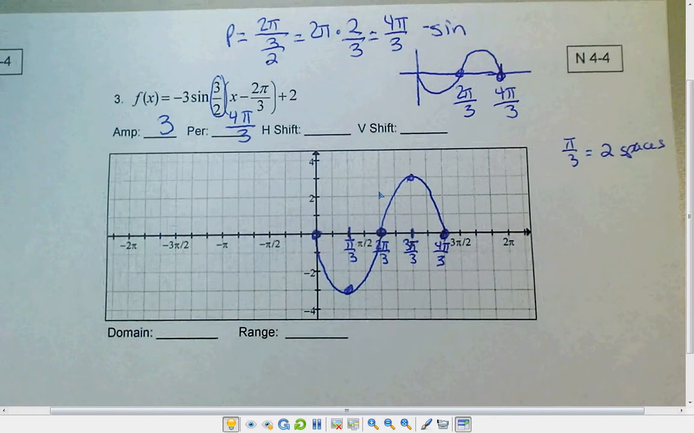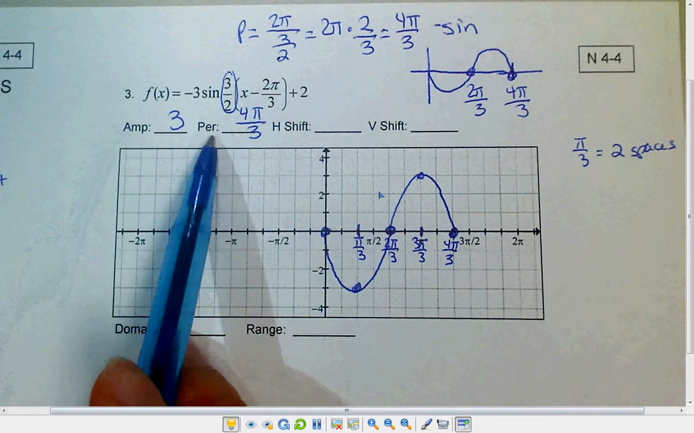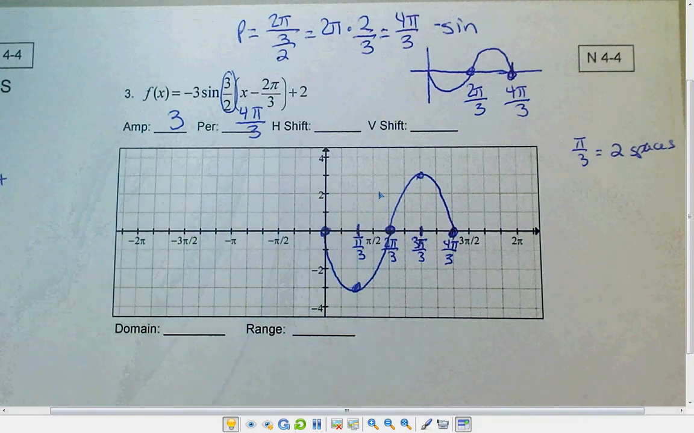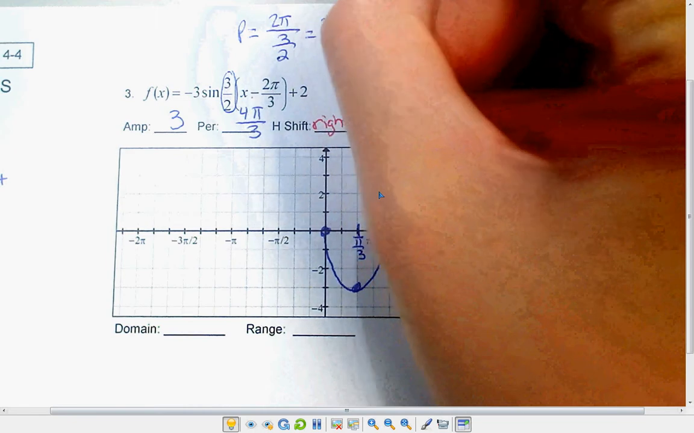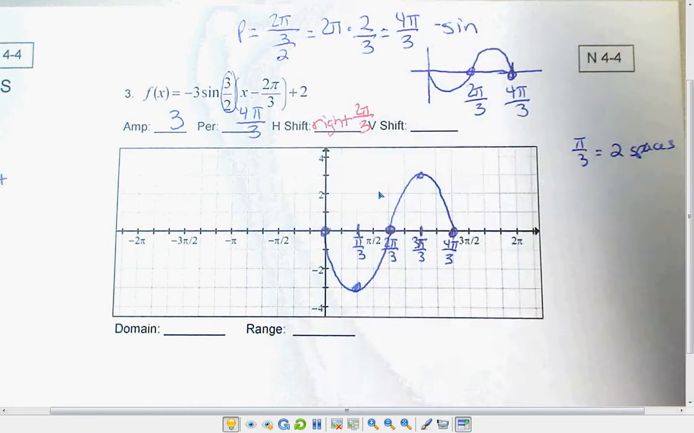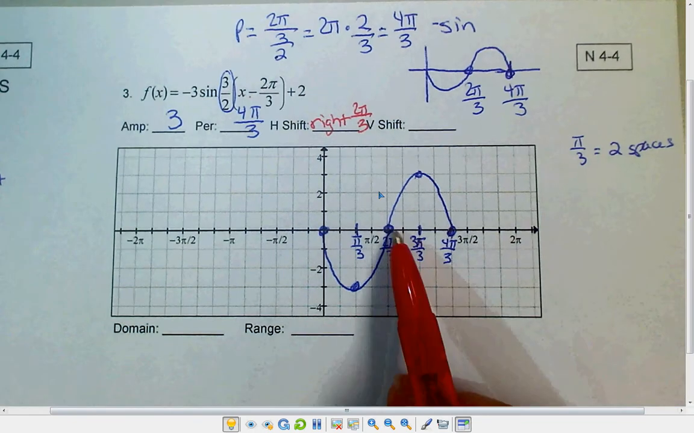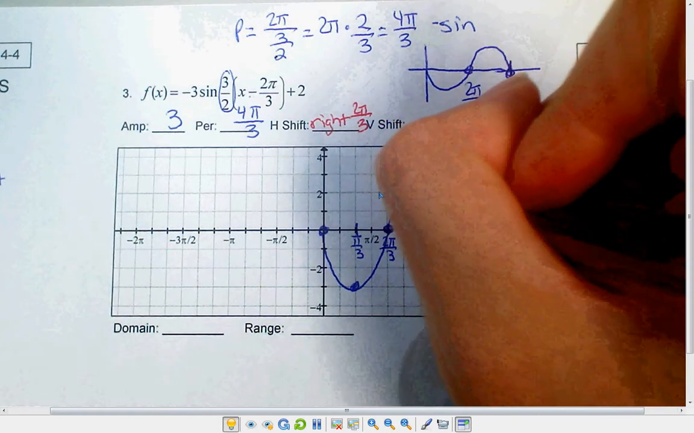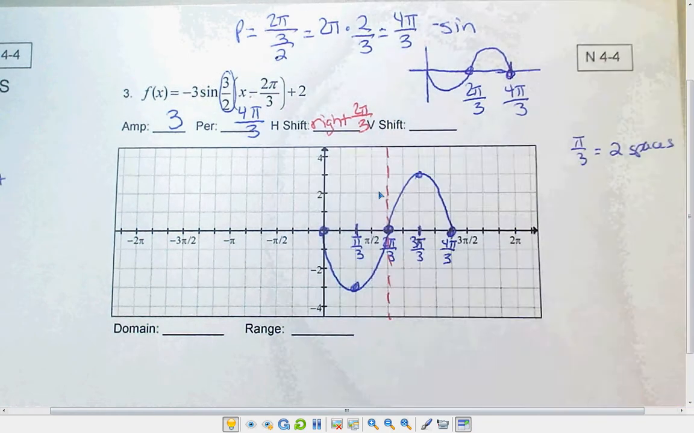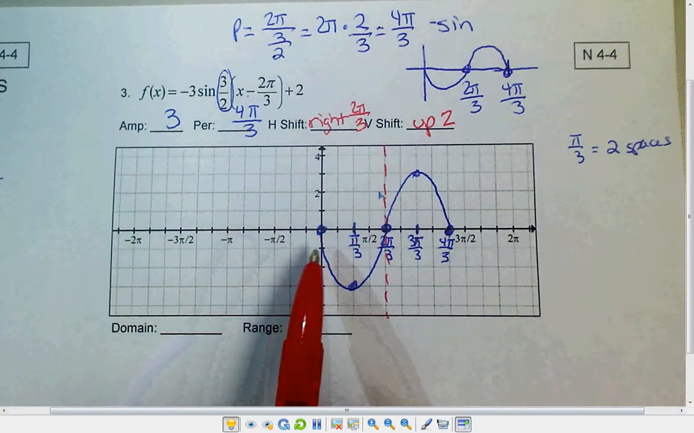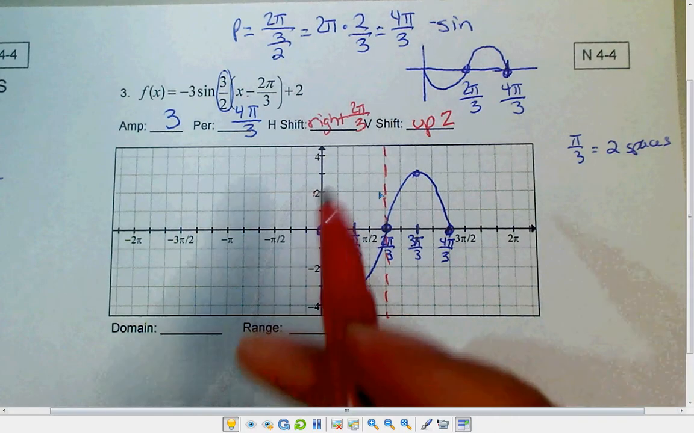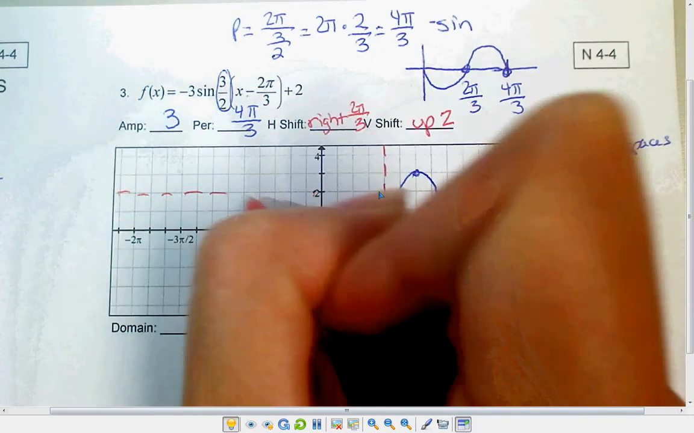Okay, so this is my original function with the amplitude and period. Now I'm going to add on the horizontal shifts. So this minus tells you you're actually moving right 2 pi over 3. And 2 pi over 3 is right here, which means we've moved it to this line. And our shift is plus 2, which means we're moving up 2. Here is where y is equal to 2. So this is my new line.